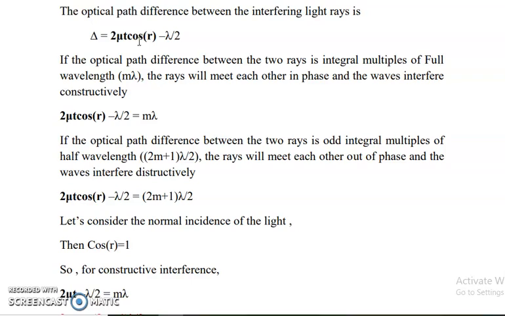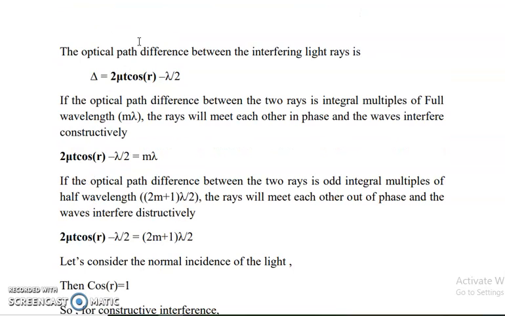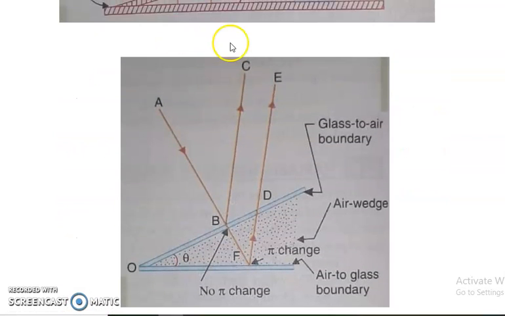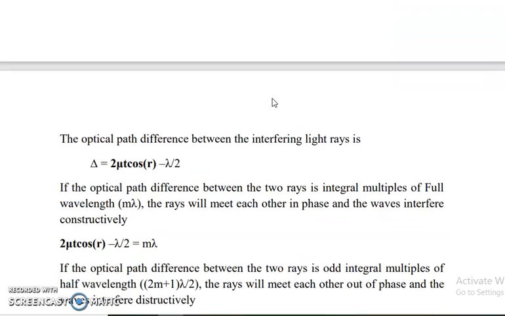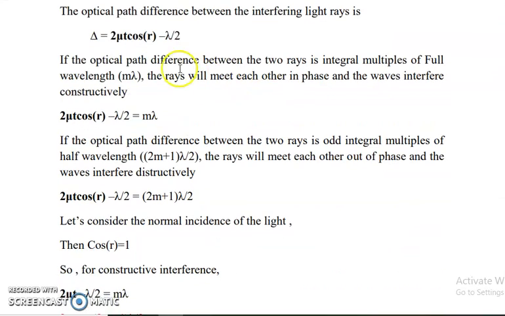Here the theory of formation of the interference pattern is nothing but the theory of amplitude splitting. Since it is amplitude splitting, the path difference between these two light rays is the same as the path difference of amplitude splitting. So the interfering light rays BC and DE have path difference 2 mu t cos r minus lambda by 2, where mu is the refractive index of the air film, t is the thickness, r is the angle, and lambda is the wavelength.